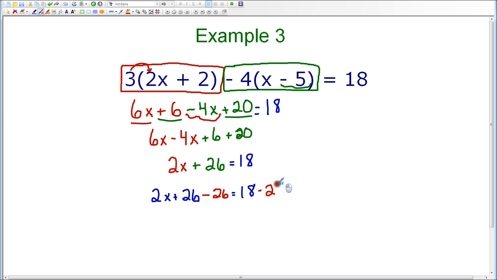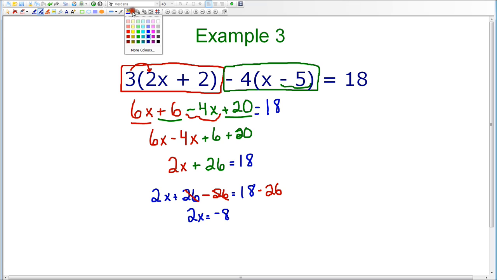And now I know that I have 26 minus 26, which is 0. And that leaves me with 2x on the left-hand side. On the right-hand side, I have 18 minus 26, and that is going to leave me with a negative 8.